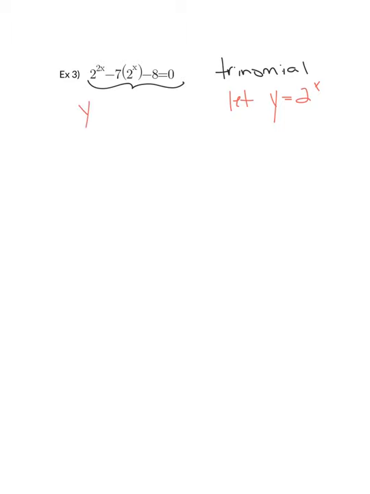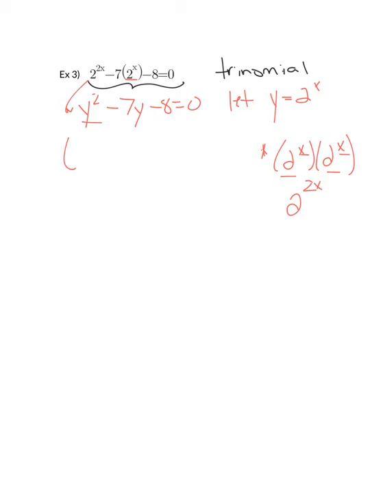So y squared would be 2 to the 2x, and I'm going to do another side note here. If I had 2 to the x times 2 to the x, it would be 2 to the x plus x, which would give me a 2x. So that's why it's a y squared. Minus 7, I have a 2x here, so that would be a y minus 8 equals 0. So right away, I can convert this into this, and hopefully at this step, you'd be able to see that you could easily use simple trinomial factoring to factor this out, and you would be getting y minus 8, y plus 1.